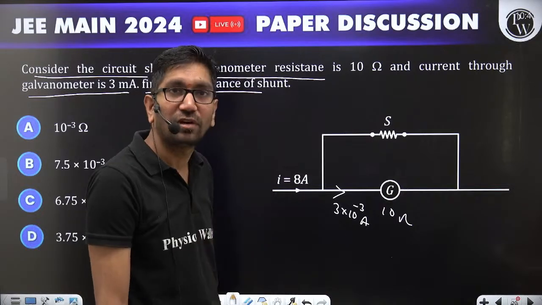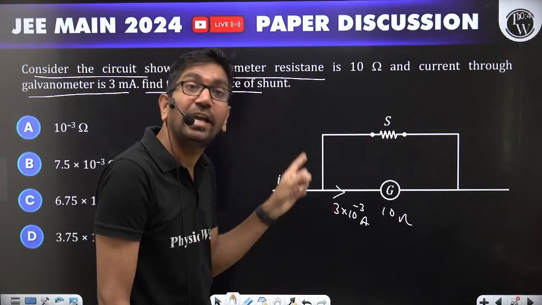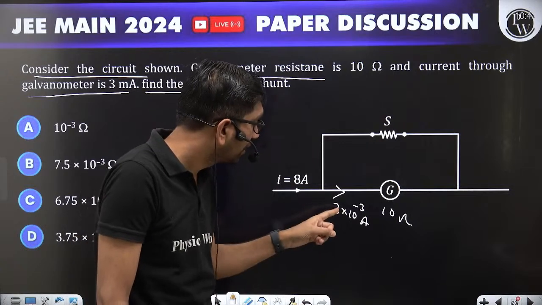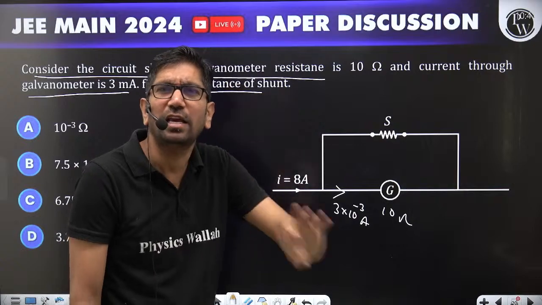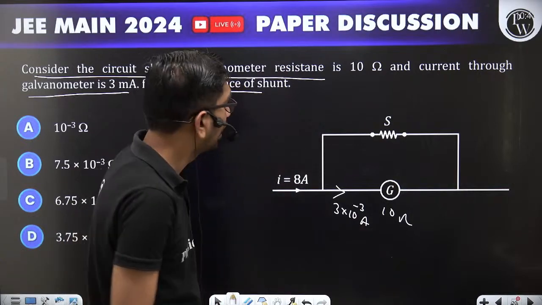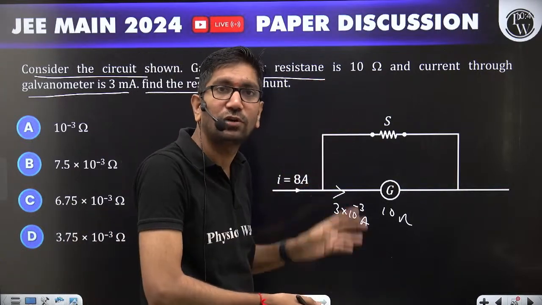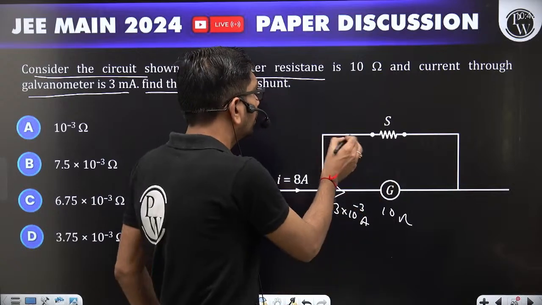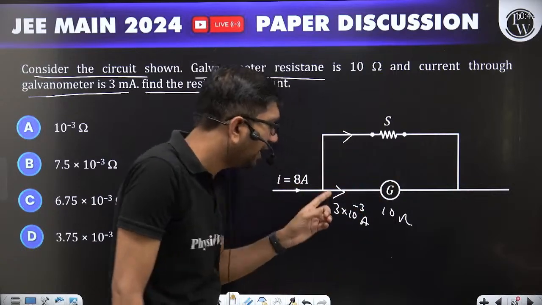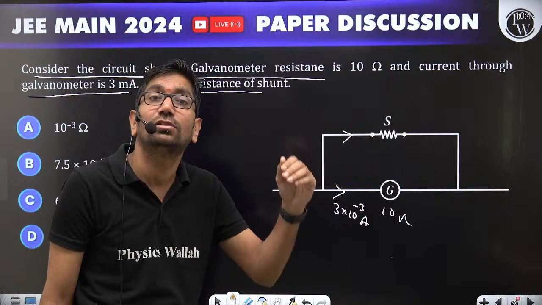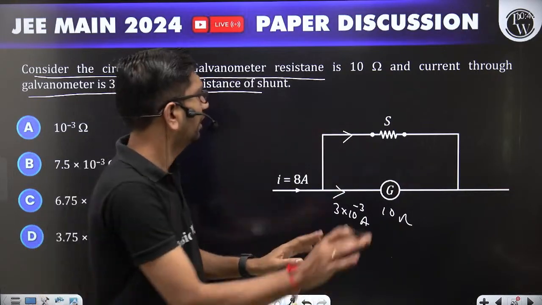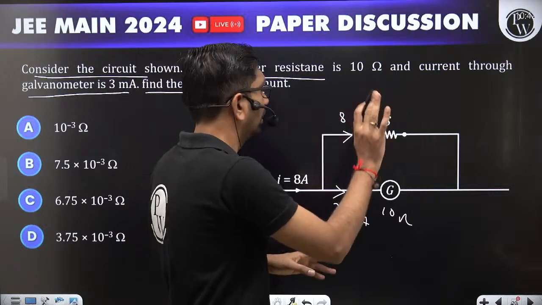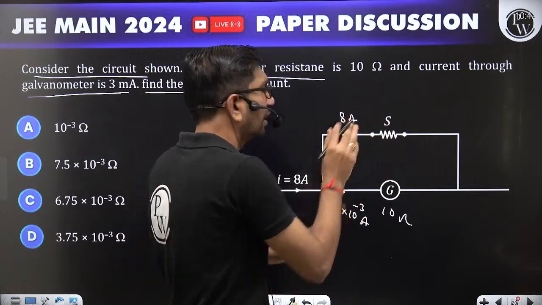Now, observe carefully. This is 8 ampere. The current which is flowing here is 3 milli, very less, right? The rest of the current will be moving toward the shunt only. So what is the value you'll get? 8 minus 0.003, approximately you'll get 8 only. So I'm writing it as 8 only. Is it clear?